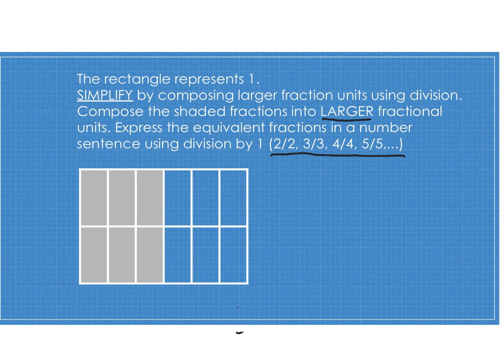So if we look at this fraction, we have 12 parts. We have 6 parts that are colored in out of 12. So this is our fraction. And so we're going to compose the shaded fractions into larger fractions. So I'm going to use a different color. I'm going to use green.